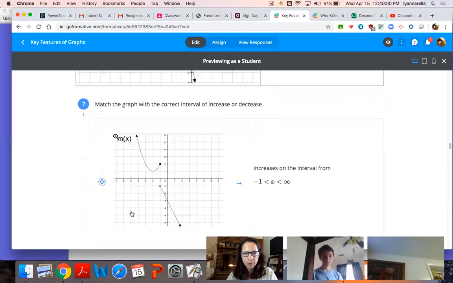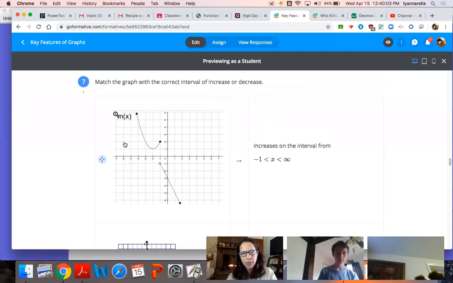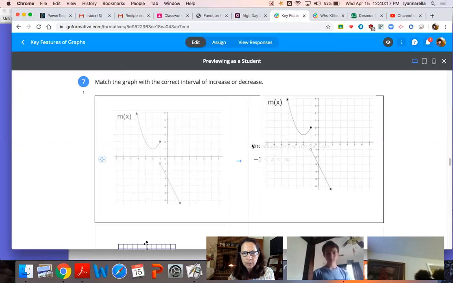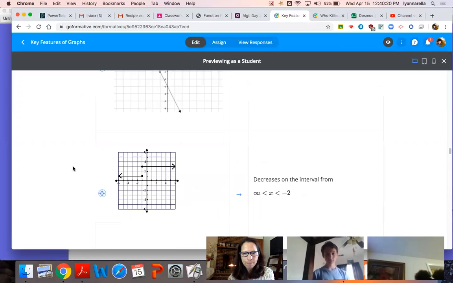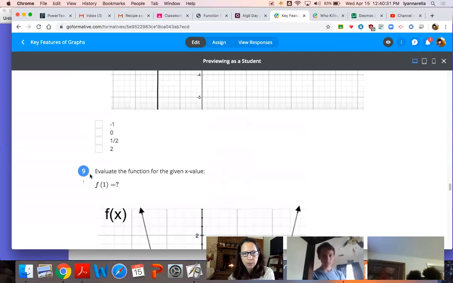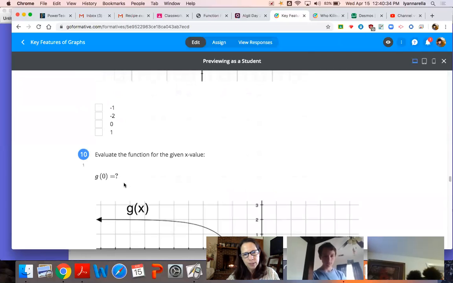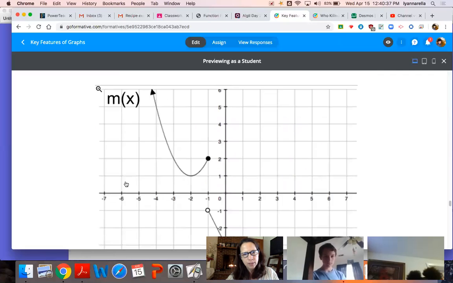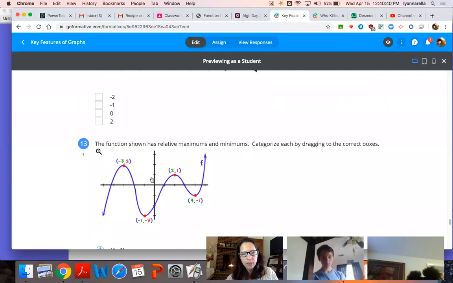Same thing here. Here's another matching where they ask you, take the graph on the left and match it with the part on the right that's true about that graph. Like, does this graph increase from -1 to infinity? So if it increases from -1 to infinity, then you would drag this to match that, okay? And then this one says evaluate for d of -1. So here's -1. What is d of -1 equal? And remember, you're reading the y value, so that's a multiple choice. You just click the right box. And then this one is the same, this one is the same, this one is the same, this one is the same.